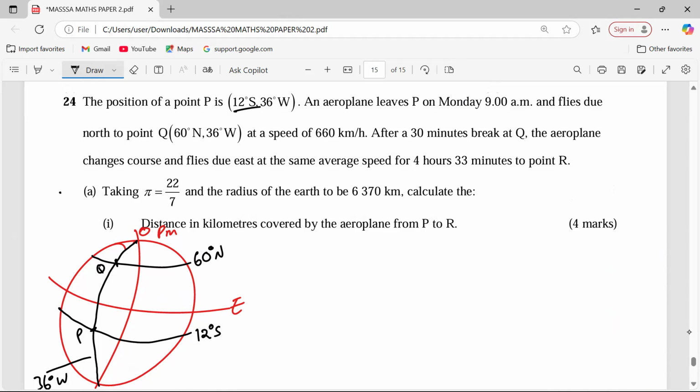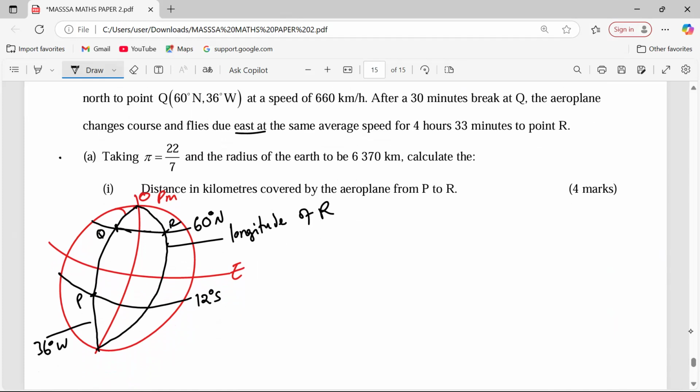Then from there, we shall move due east, so we move to the right to a certain unknown longitude where the position R shall be. So R will be at a point here, but we don't know the exact longitude. We know the latitude is 60 north because from Q we are flying east. Now we are finding the total distance in kilometers.